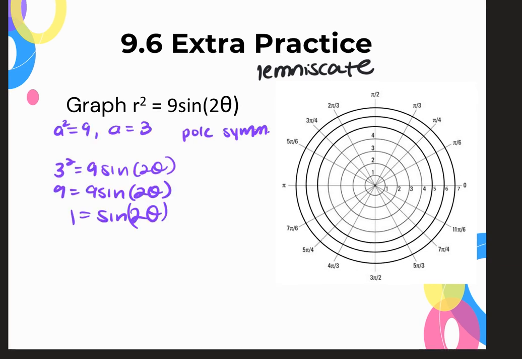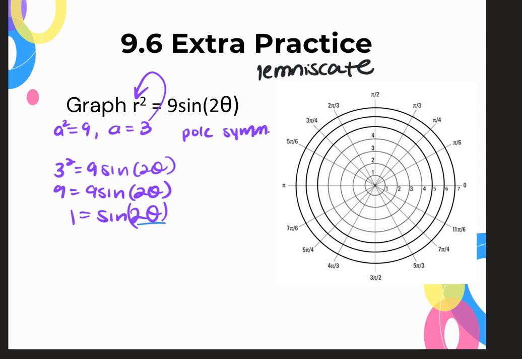For the second one, we said this was a lemniscate. We said our A squared is 9, which makes A 3. That's as far out as you're going to go. It's not really called a petal for a lemniscate, but it is a loop. That length is 3, and it's symmetric to the pole because it's got the R squared. So I take my A, I plug it in for the R. I'd get 3 squared is 9, and I say 9 equals 9 sine 2 theta. Divide both sides by 9, and I get 1 equals sine 2 theta.